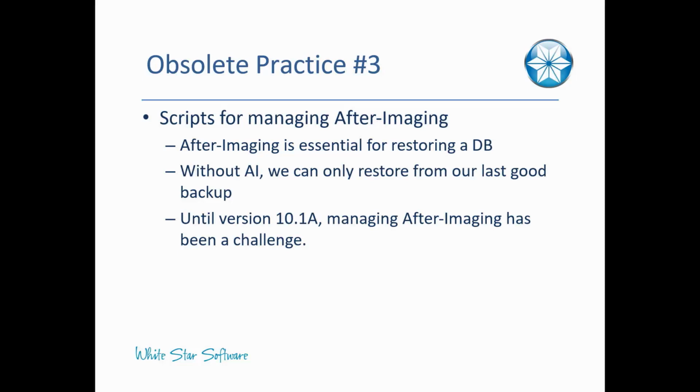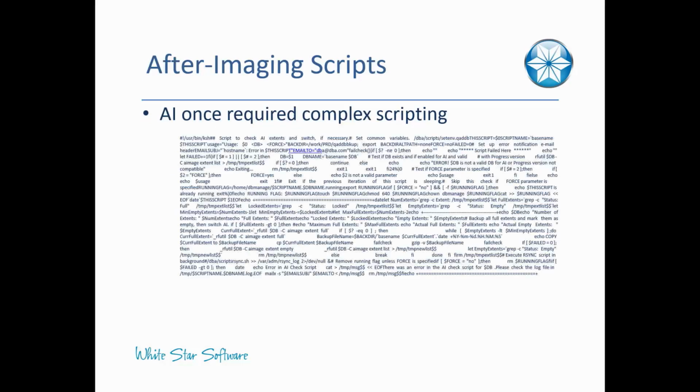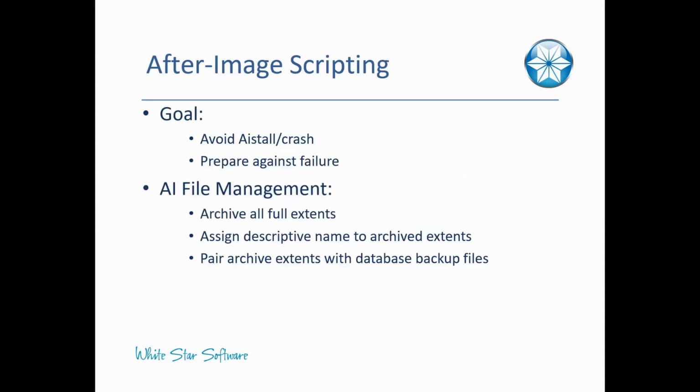Up until version 10.1, after imaging was a bit of a challenge. You had to write complex scripting. You had to spend more time managing it. And the reason for the scripting, we wanted to avoid an AI stall or a database crash. And we wanted to prepare against failure so we can recover from the failures. So we had to manage the AI files. We needed to archive the full extents, assign descriptive names, and pair them with our database backups.